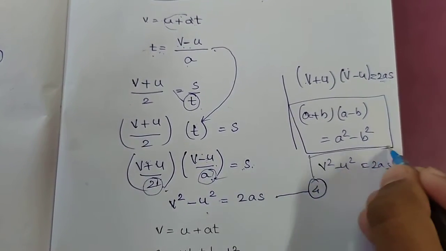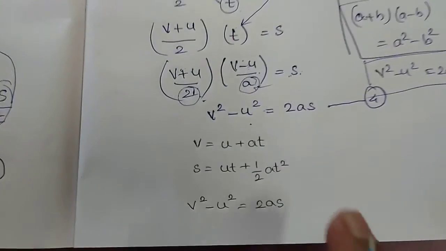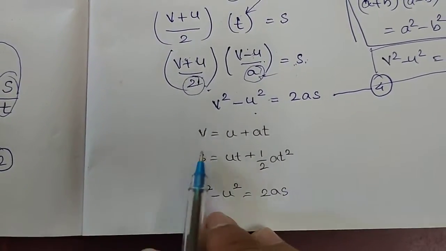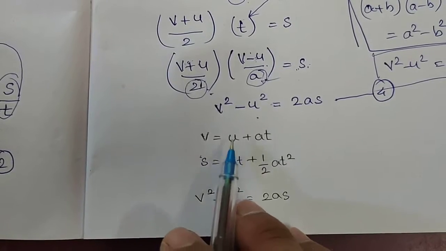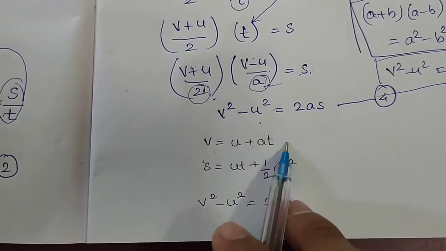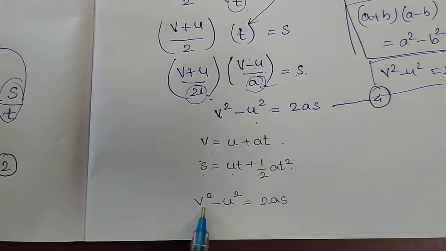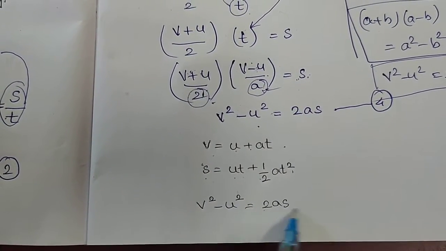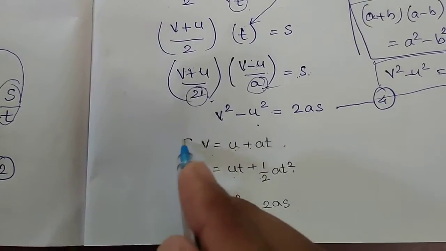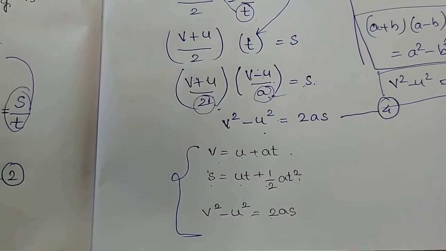This is my equation. So the equations which are very important are v is equal to u plus at, s is equal to ut plus half at square, and v square minus u square is equal to 2as. These three equations are very important.